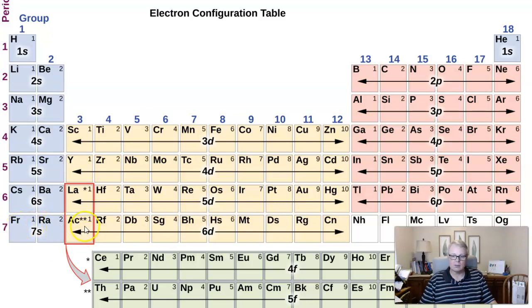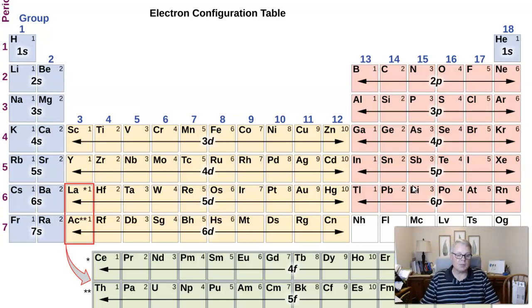7s2. We're going to go down here. So 5f14, 6d10, and then 7p6. Now, isn't that exactly what you have written down in the order of filling from your little chart up above in your notes? Yes, it is. I don't even have to go back and look. It's exactly what you have written down.